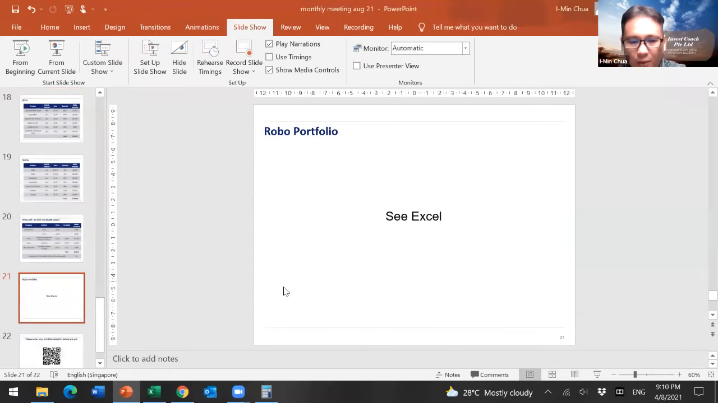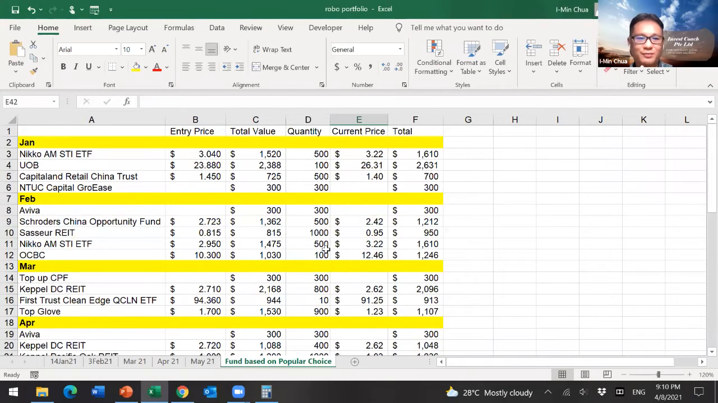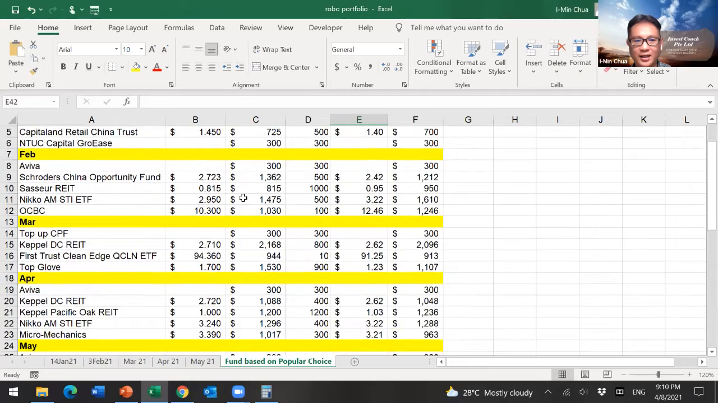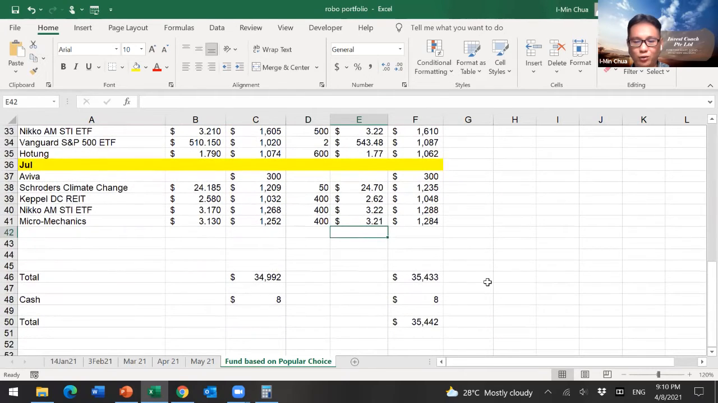Now the robo portfolio. This is all your contribution. Please remember to contribute again before you go. I've been tracking all your contributions. Last month you bought into Aviva, Schroders Climate Change, Keppel DC, Nikko AM, and Macquarie. These are the top choices among you. I'm proud to say the performance is not too bad: 35,443. You are in the money, and this amount hasn't included dividends. Including dividends, it will be slightly more.